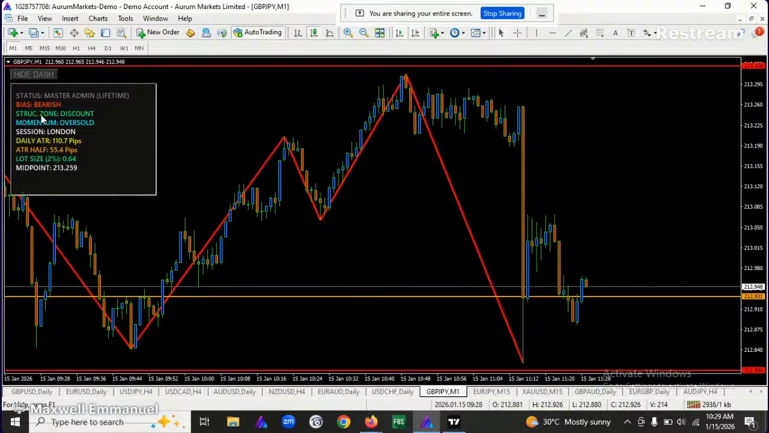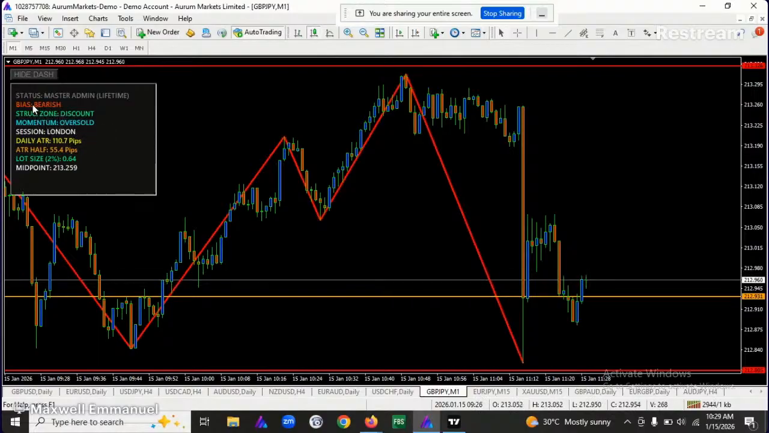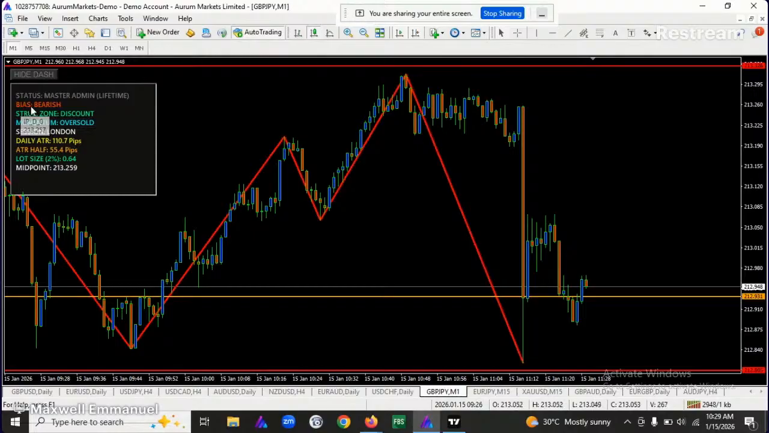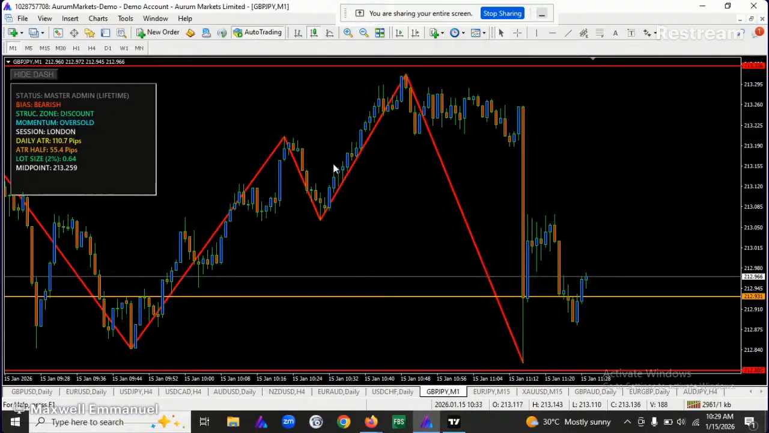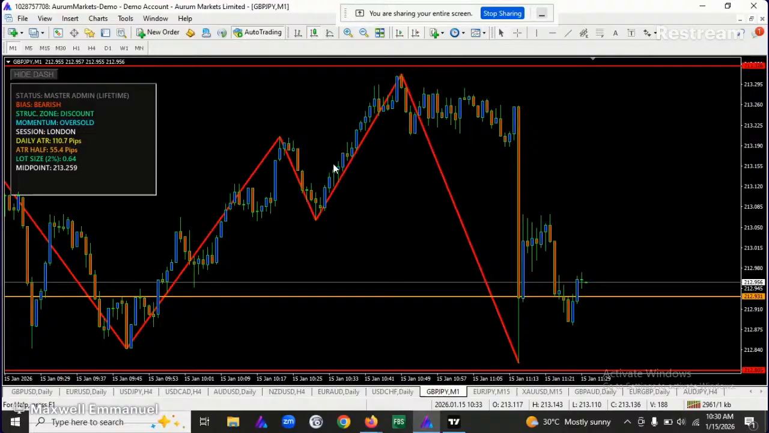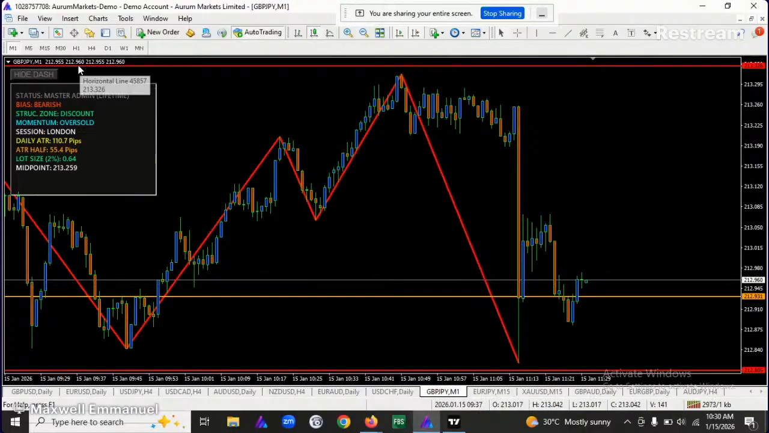Okay, so you can see the zone. Price is currently at a discount area. Bias is bearish. So if today's candle closes, this bias is likely going to change to bullish. If it changes bullish, you should buy GBPJPY tomorrow. But I'm going to take the buy after the close of the current 1 hour candle.